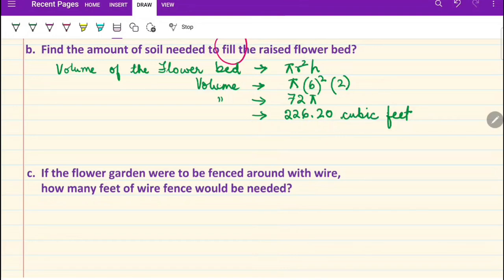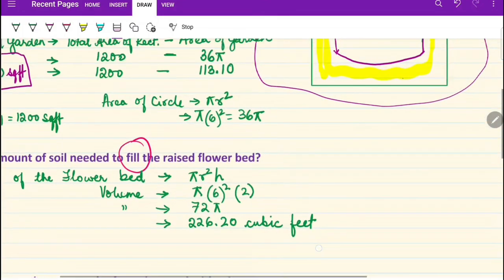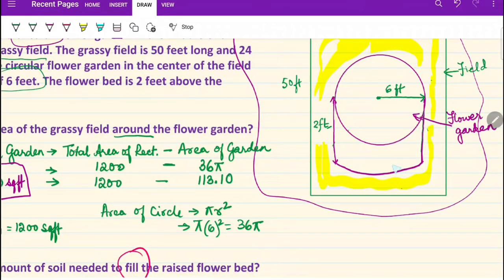Now the last part of the question is asking, if the flower garden were to be fenced around with wire, how many feet of wire fence would be needed? All right, so they are looking into surrounding the cylindrical, circular shaped flower bed with a wire fence all around. So they want to know what is the length of a wire fence that would be required to do the job, right?